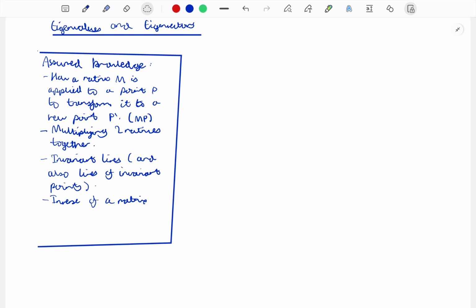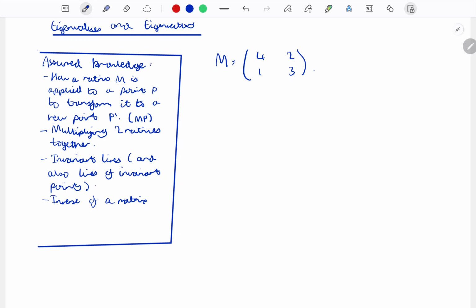And finally, I'm going to assume you know what the inverse of a matrix is and how you can calculate it for 2x2 and 3x3 matrices. So let's first do a little experiment. Consider the matrix M, which is 4, 2, 1, 3.